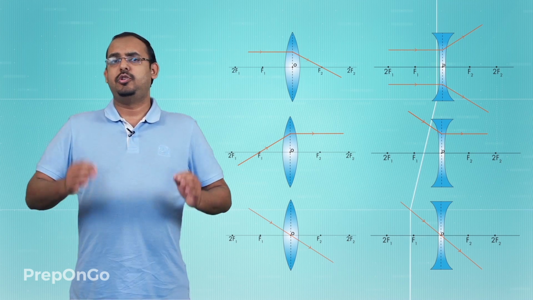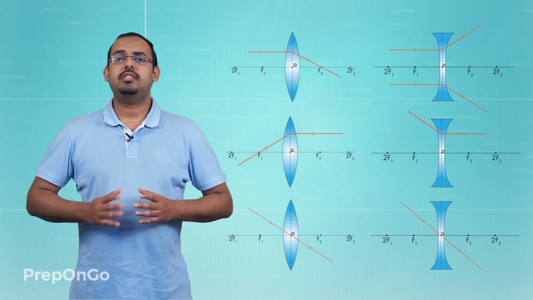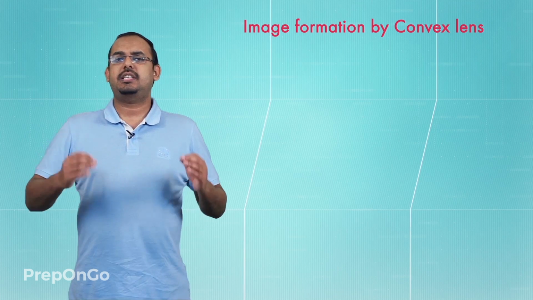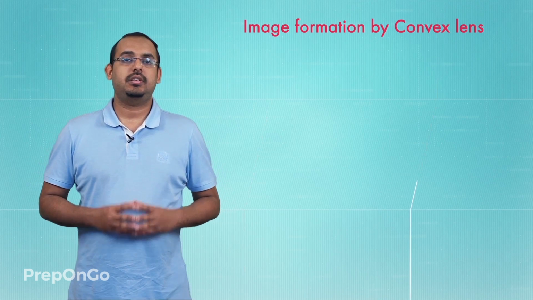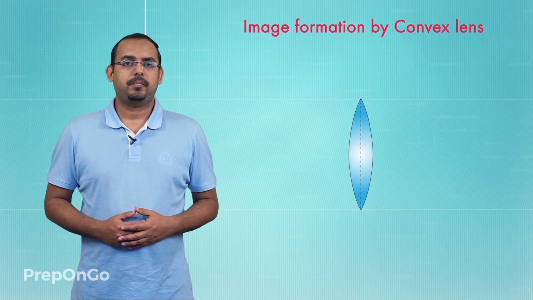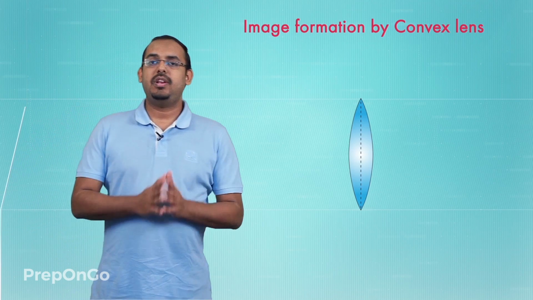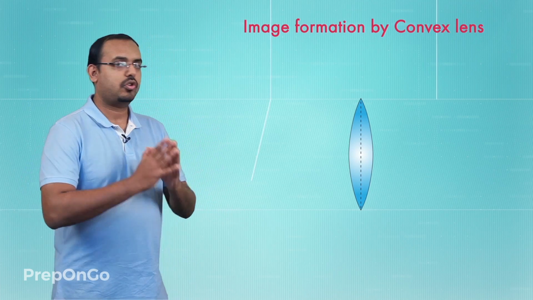Now we will use all the basic principles and all the concepts that we have studied to learn about the various cases of image formation with spherical lenses. So we'll start off with learning about the image formation cases with a convex lens. The first thing that we'll do is take a convex lens and learn how we draw a ray diagram for this convex lens, right?